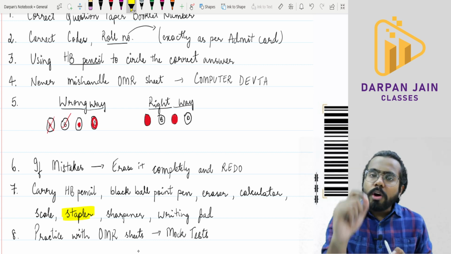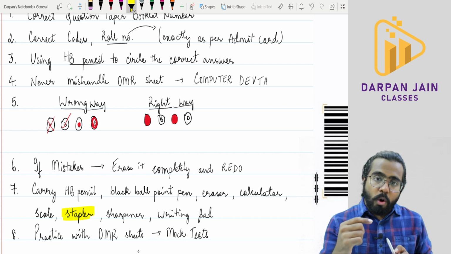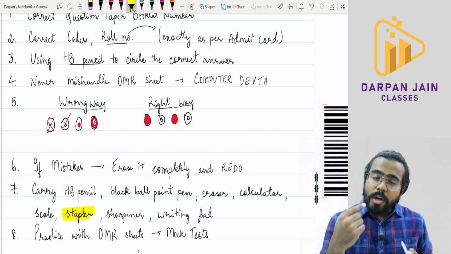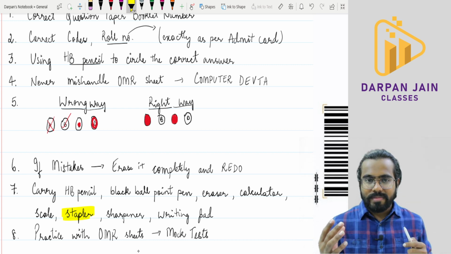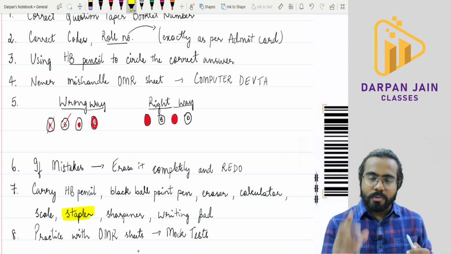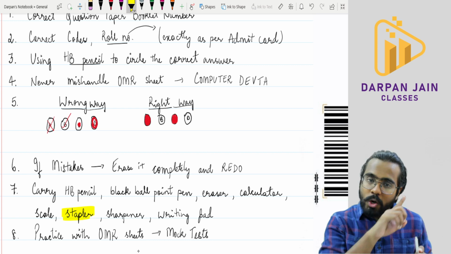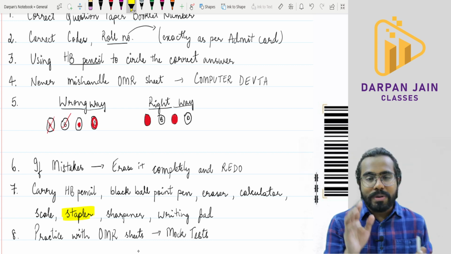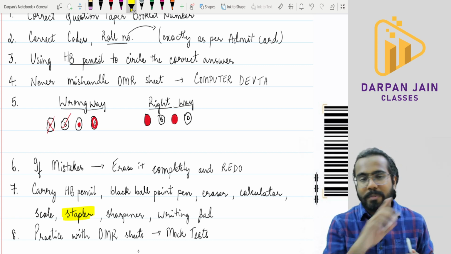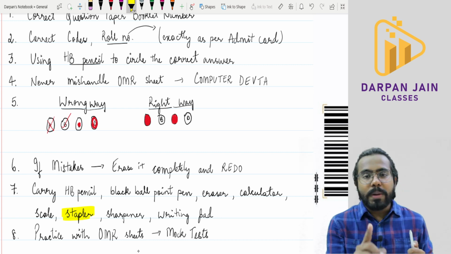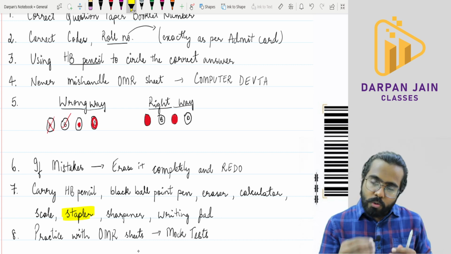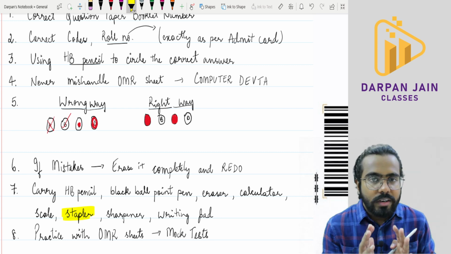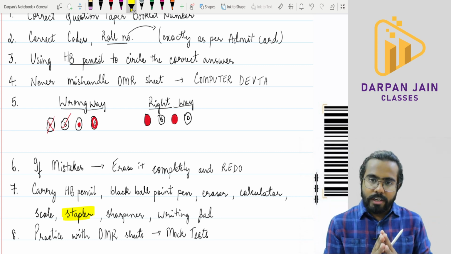Also, along with this OMR sheet, you will also give back what? You will also give back your question paper booklet. In paper 3 and paper 4, which is maths and economics, you are not allowed to take your question paper back home. Question paper आप नहीं लेके जा सकते. In paper 1 and paper 2, you are allowed to. But in paper 3 and paper 4, you will have to give question paper booklet also to the invigilator back again.